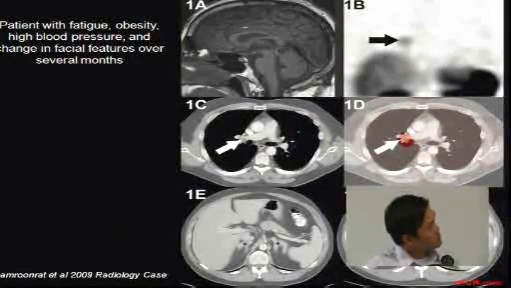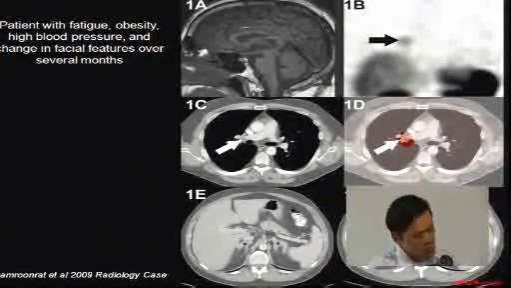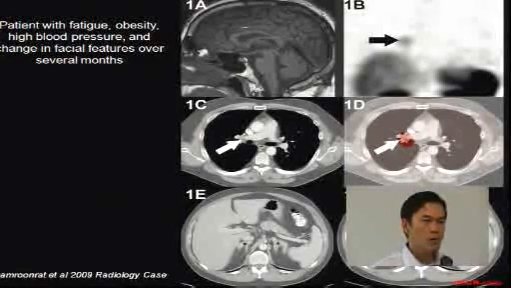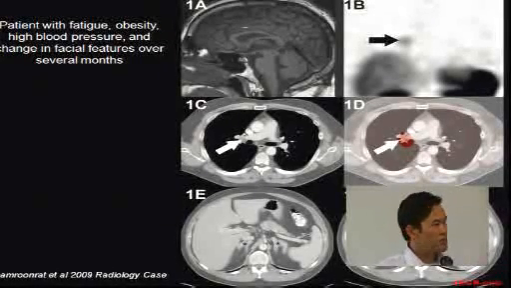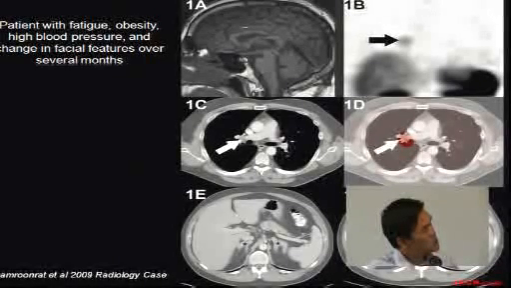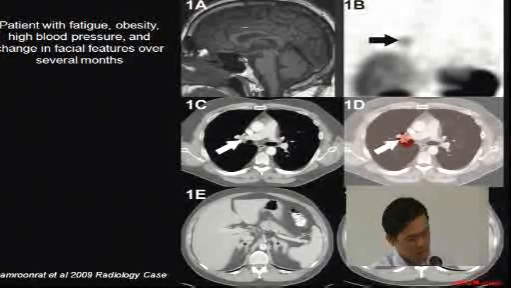So when somebody comes in with symptoms like this, one of the first things you think of is something in your pituitary gland that's secreting an extra hormone that's causing these features to occur. So you do an MRI to start off with, and that's what this scan looks like right here. Okay, this is an MRI.